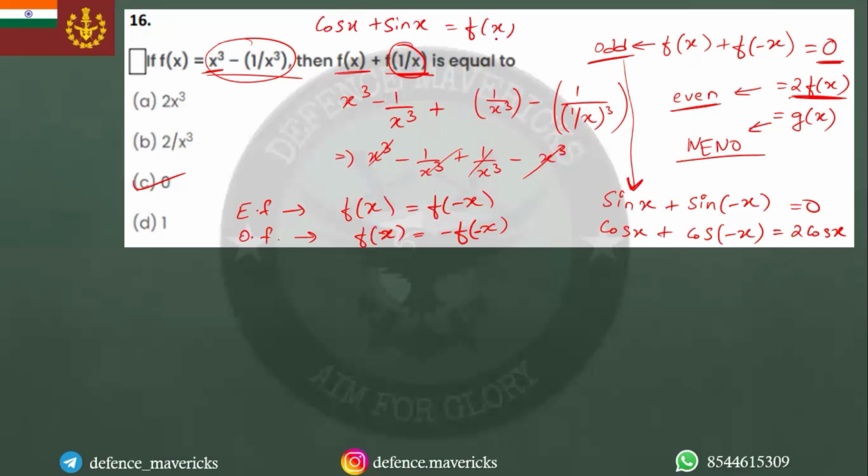If I write f(x) and f(-x), that will become cos x minus sin x, because cos x remains as it is and sin x becomes negative. So there is no such relation between these two. Now, if you add f(x) and f(-x), what are you getting? 2 cos x. So you cannot directly comment on 2 cos x and this. So it's neither odd nor even.